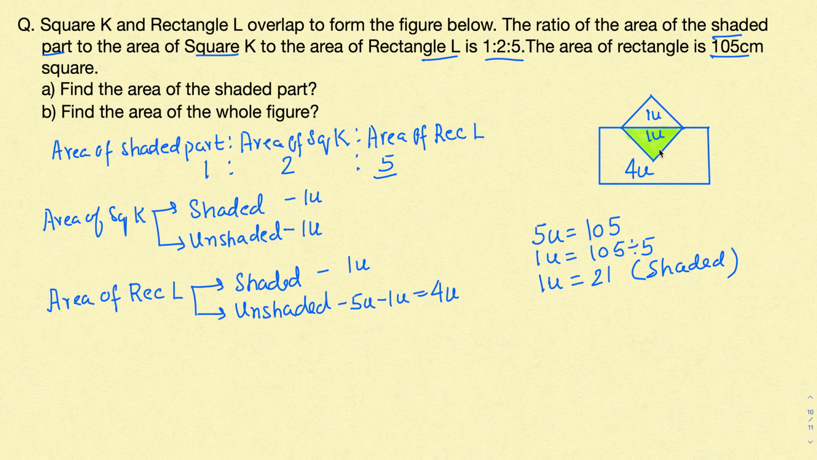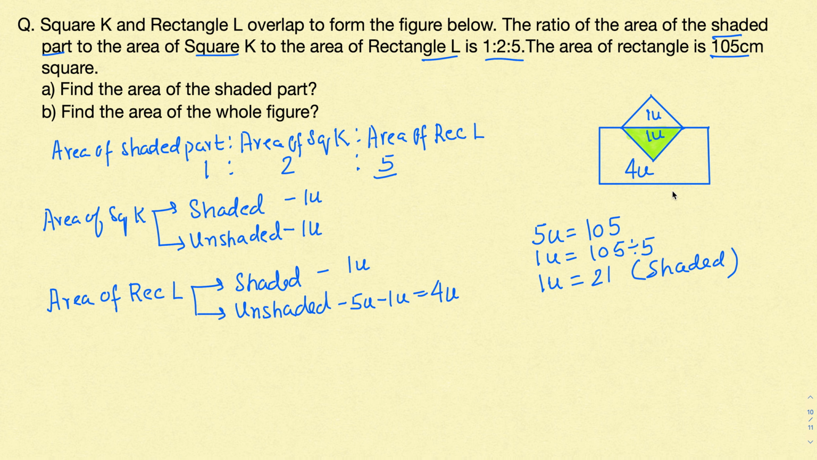Now a lot of students I have seen, what they do is, okay, the square is 2 units and the rectangle is 5 units, so they just add up. They say, okay, 2 units plus 5 units, 7 units, right? No, it's not like that. See, there is some part which is overlapping here.